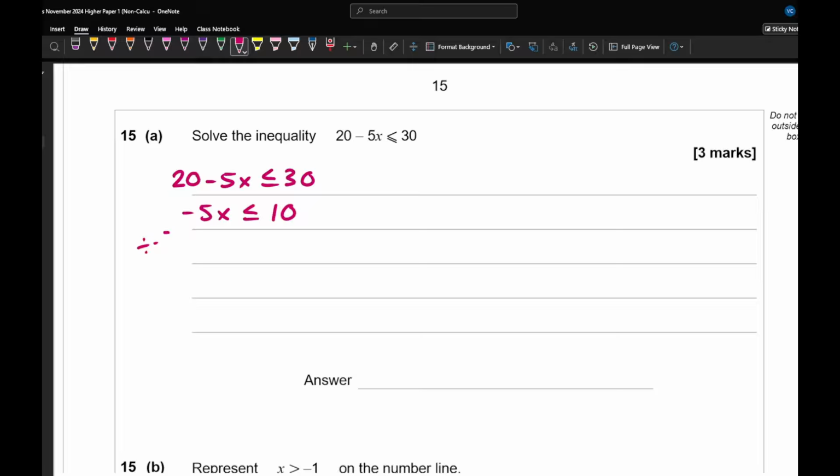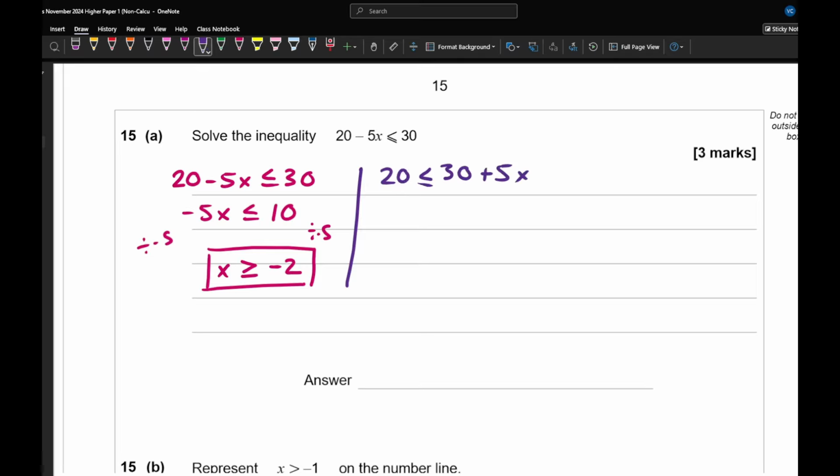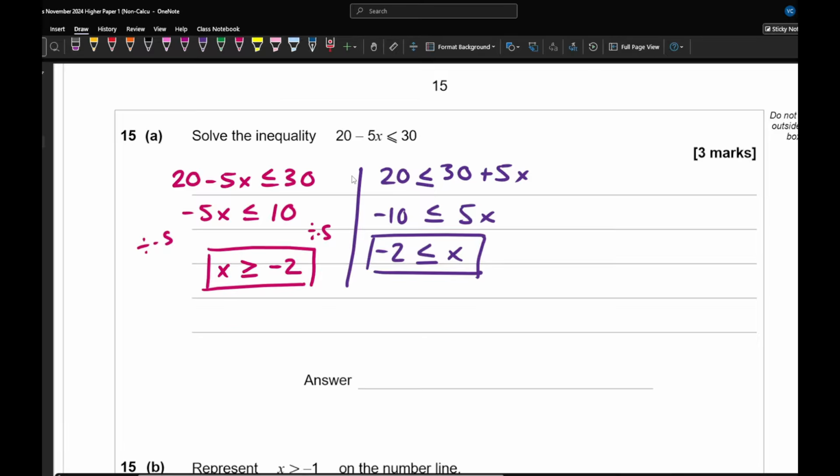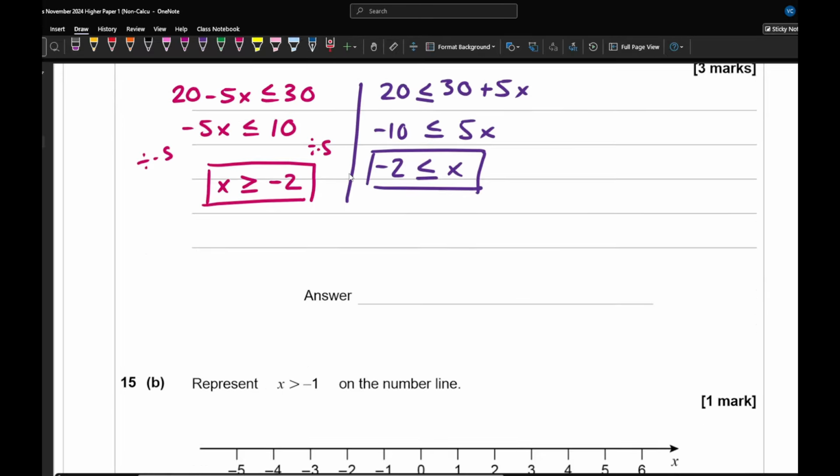So if I then divide both sides by -5, I'm going to end up with x, then change the inequality sign, and that's going to give me an answer of -2. So that's one possible answer you could have. Now, my preferred way of solving these particular questions is, when you've got a negative x, take it to the other side. So this is going to be the same as 30 plus 5x, and then if I take away the 30, I end up with -10 is less than or equal to 5x, and then divide by 5, in which I get -2 is less than or equal to x. So either of those two answers would be absolutely fine for your 3 marks for that particular question.